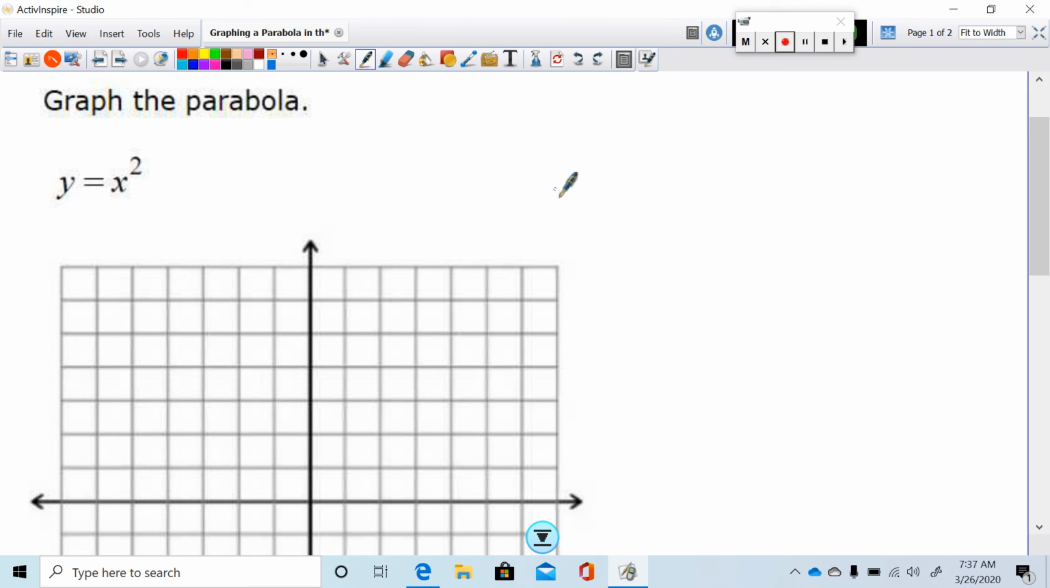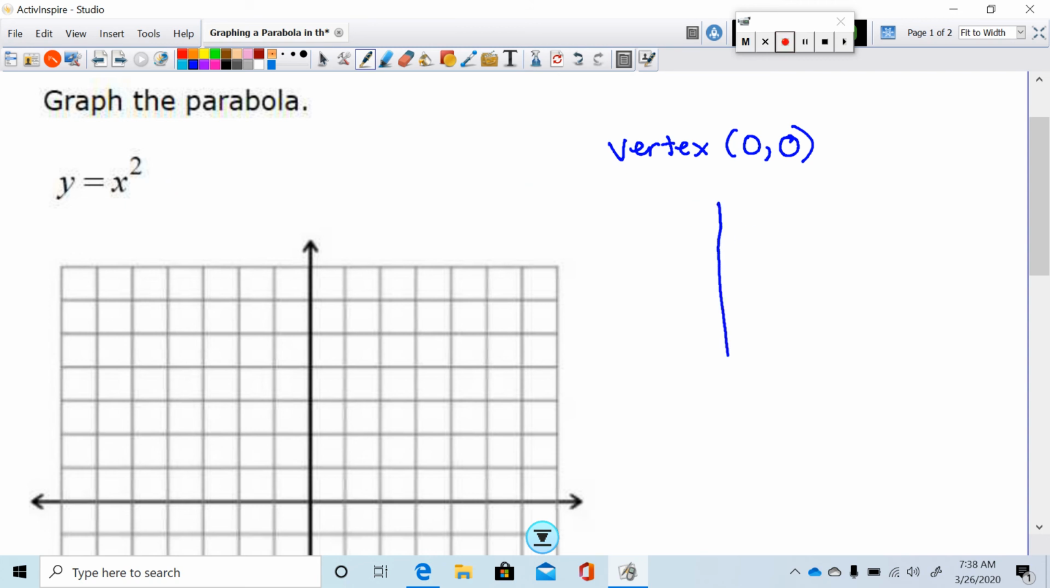If there are no parentheses, the x value of the vertex is 0, and then the y value of the vertex is the constant at the end. But since there is no constant, a constant is a number without a letter attached to it. Since there is none, it's assumed to be a 0. So if there are no parentheses or no numbers at the end without letters, the vertex is 0, 0.